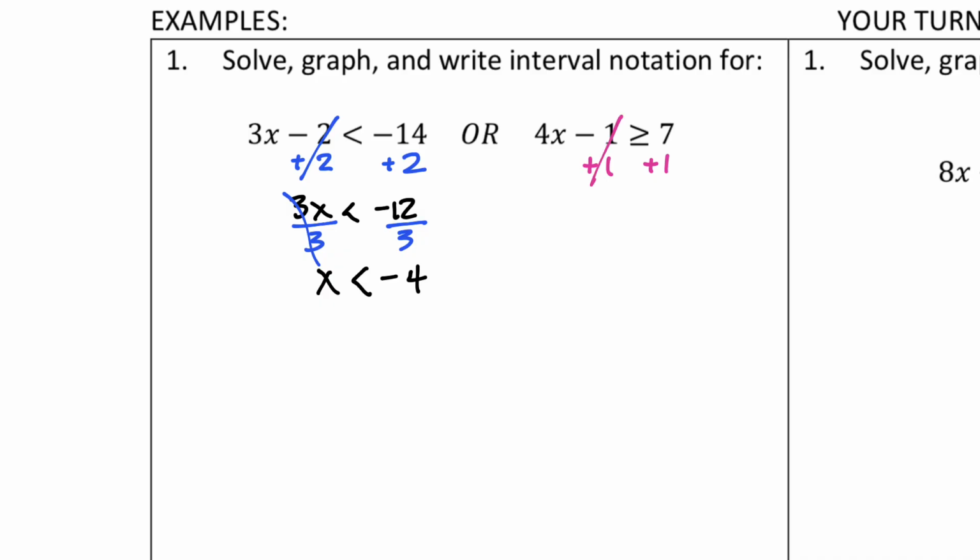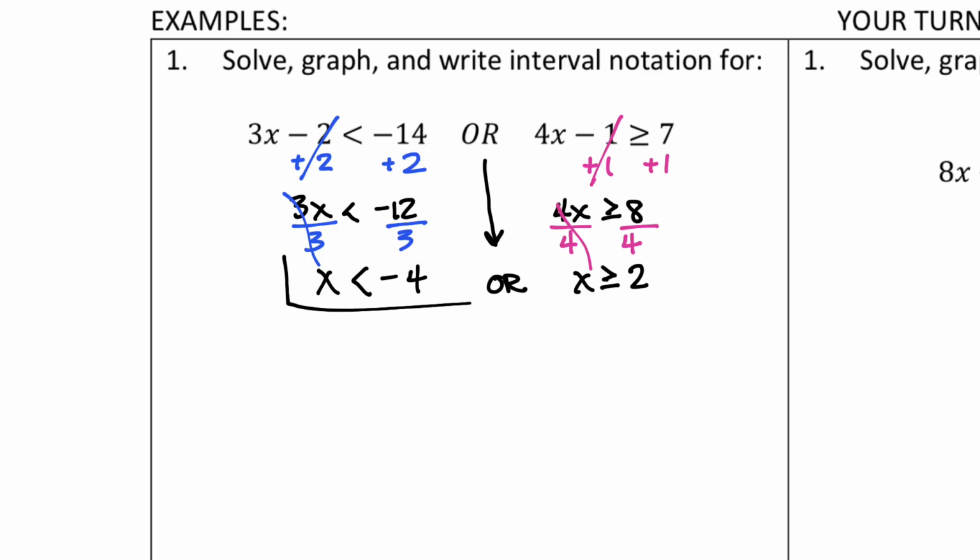Other part, we're going to add 1 to both sides. So these cancel. We end up with 4x is greater than or equal to 8. Now we want to get rid of the coefficient, so divide both sides by 4, and x is greater than or equal to 2. This "or" needs to come down as part of your answer. It can be capital or lowercase, it doesn't matter. But this is your solved portion, and it needs the "or" in between. That's part of it.